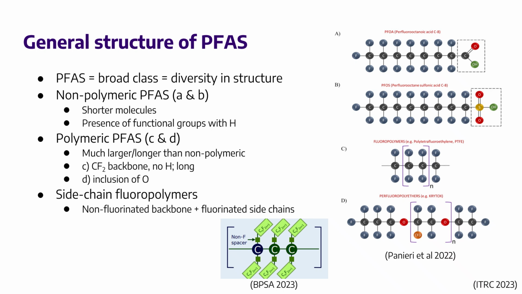Side chain fluoropolymers are also a prominent PFAS class. They do have non-fluorinated backbones, so usually that is a hydrocarbon backbone, but they do have fluorinated side chains, so that is attached to the chemical, non-fluorine molecule that is attached to the backbone, and we can see that in the green boxes on the graphic there.